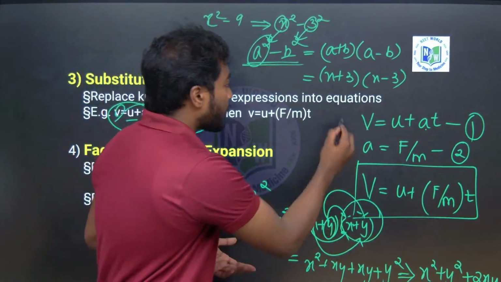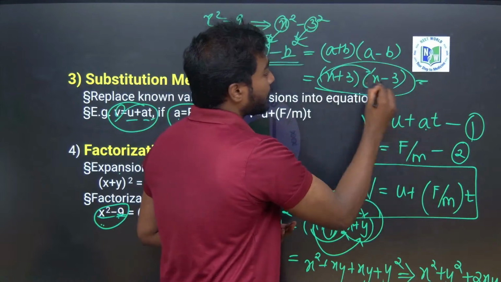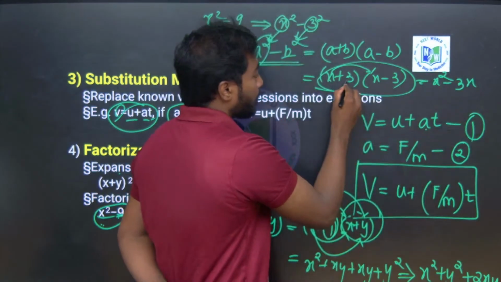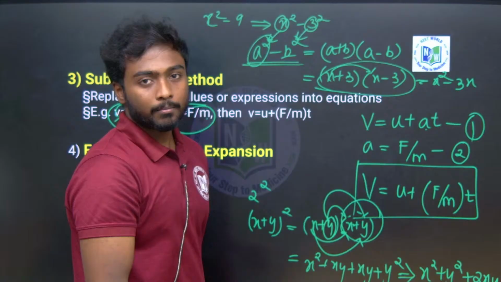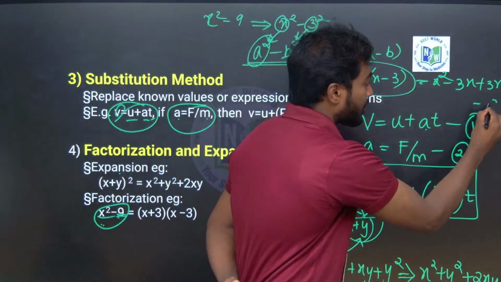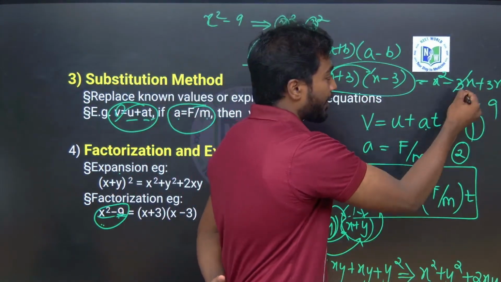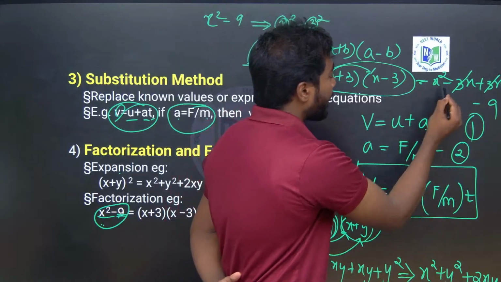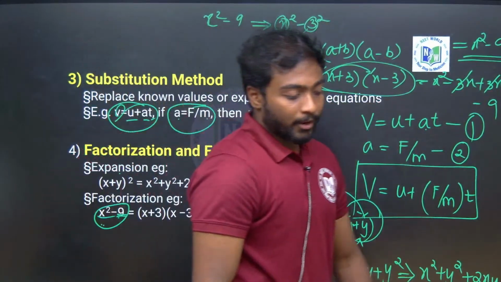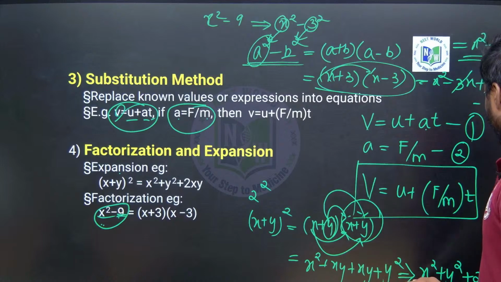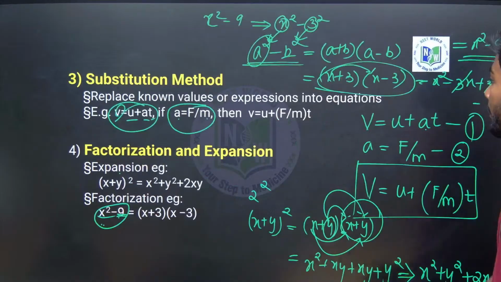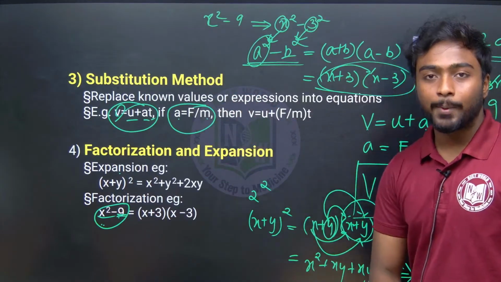If you have any doubt, we can solve this equation first here. x into x, I will get x square; x into minus 3 is minus 3x; plus 3 into x is 3x; and 3 into minus 3 is minus 9. So minus 3x plus 3x will get cancelled out, and I will get x square minus 9. So this is how we will factorize it. So expansion, factorization. Till now we have seen transposition of terms, combining like terms, then the substitution method, factorization and expansion method.